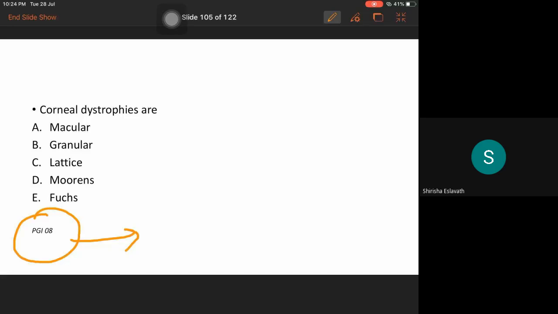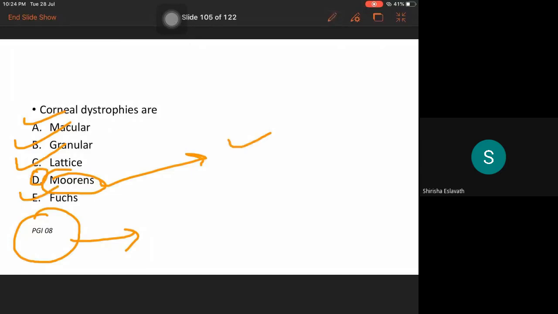Who will answer? Macular, definitely. Granular, yes. Lattice, yes. What about Mooren's? Is Mooren's a dystrophy? Immune mediated, yes. Very good, excellent. So the only option, except for D, all the options are correct.